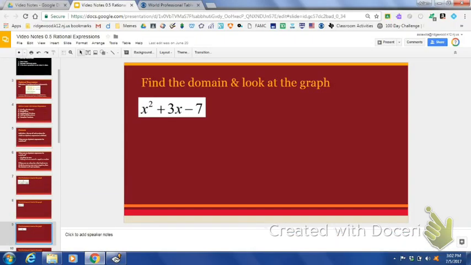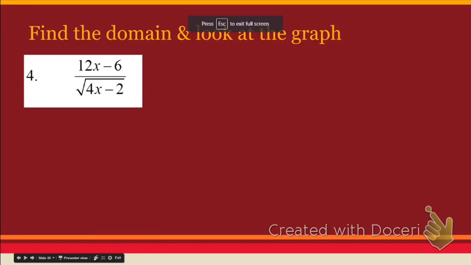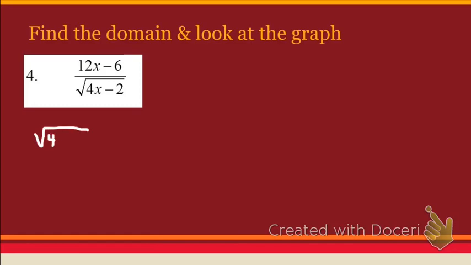One more domain question is, what if you're dividing by something that has a square root? So this isn't really a rational expression, but it's a good domain question. So first off, we are dividing by the square root of 4x minus 2. So we want to make sure that the square root of 4x minus 2 does not equal 0. Alright, and we also want to make sure that 4x minus 2 is positive.